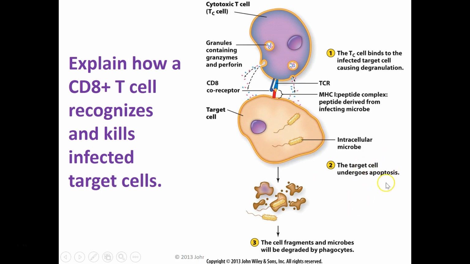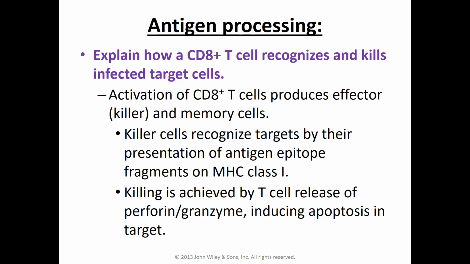Apoptosis. What's important about programmed cell death as opposed to other types of cell death? What does it not elicit? Inflammation. We don't typically get an inflammatory response with this. So, activation of T cells, effector killer T cells. That antigen, that little piece, is the epitope, and they're going to kill and induce programmed cell death, apoptosis, without inflammation.